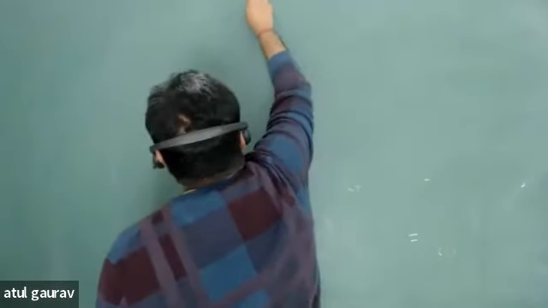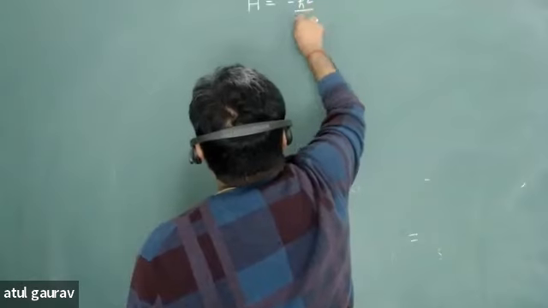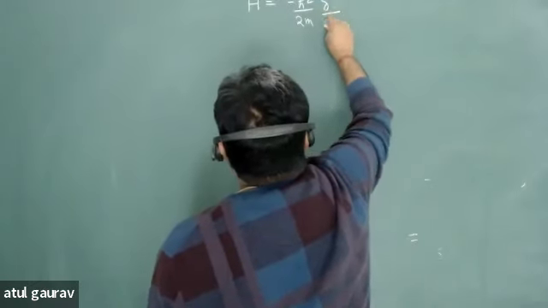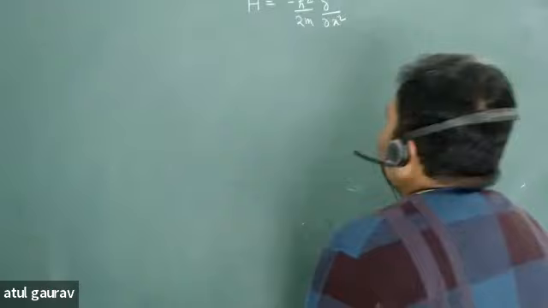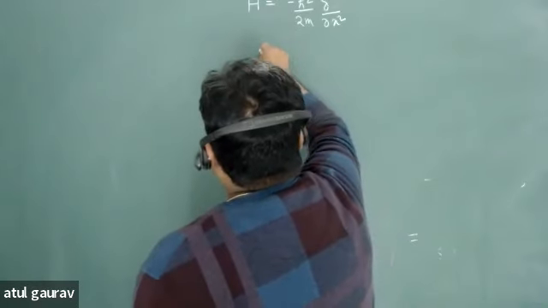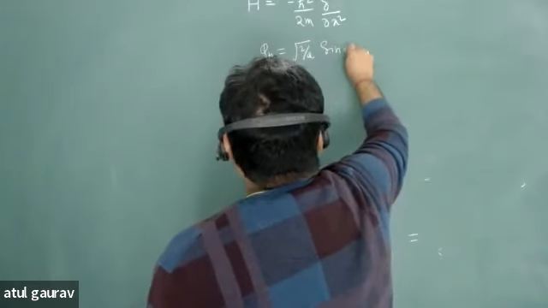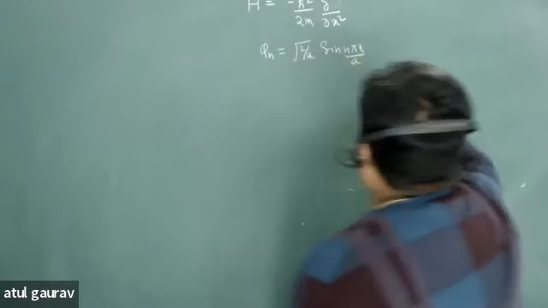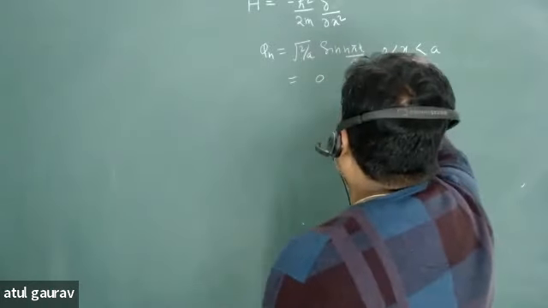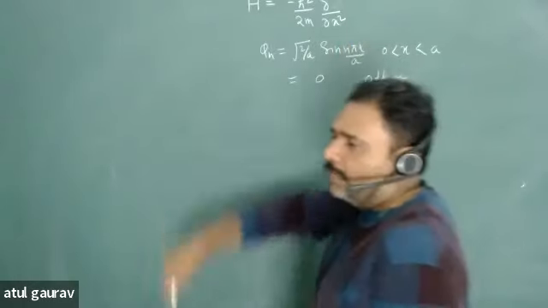Suppose the Hamiltonian of a system is defined as H = -ħ²/2m ∂²/∂x². ठीक है, and the eigenstate of the Hamiltonian, for this eigenstate the phi n is given as √(2/a) sin(nπx/a), where x is between 0 to a and 0 otherwise. ठीक है? Now, this Hamiltonian is nothing but the measurement of energy.